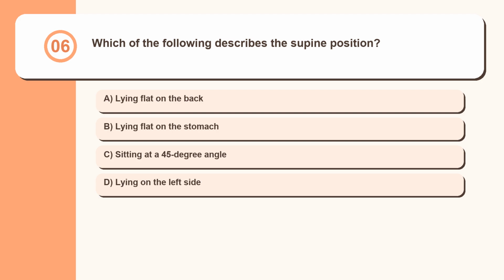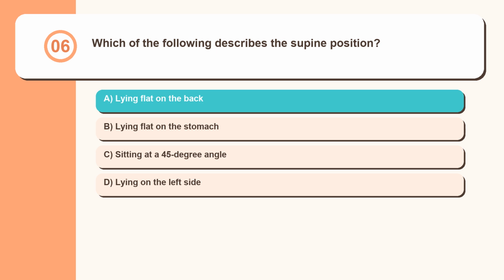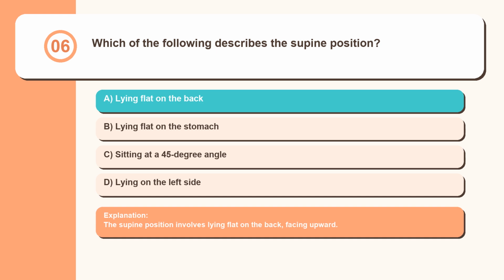Question 6. Which of the following describes the supine position? Lying flat on the back, lying flat on the stomach, sitting at a 45-degree angle, lying on the left side. The supine position involves lying flat on the back, facing upward.